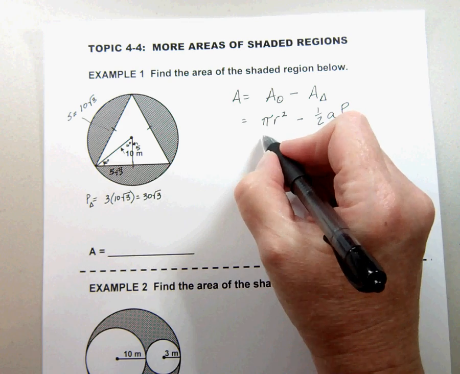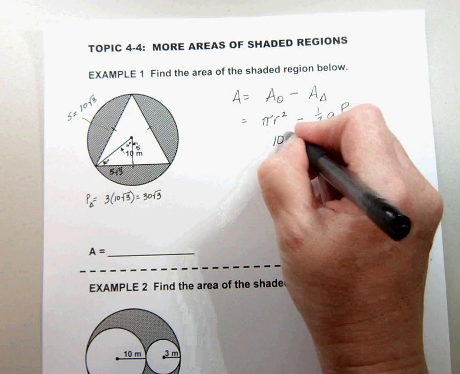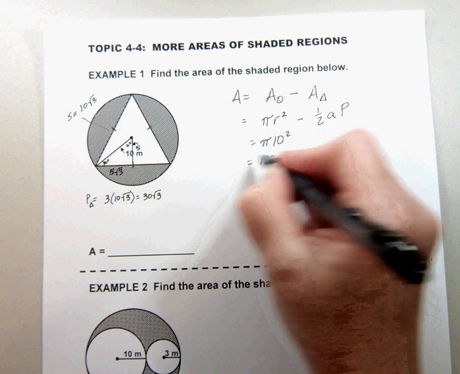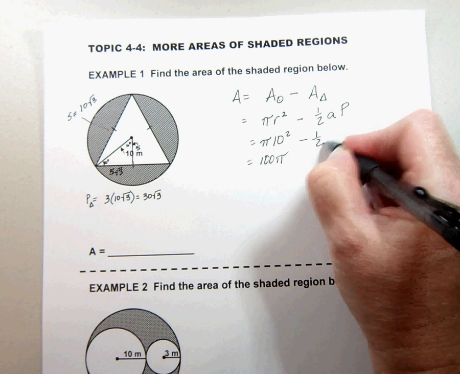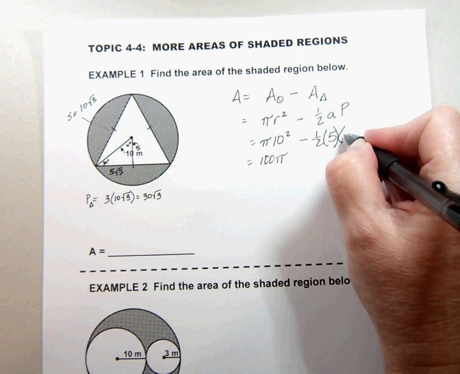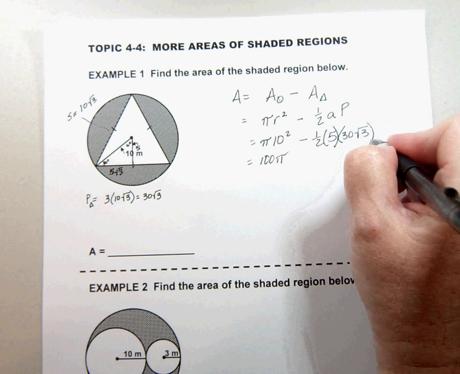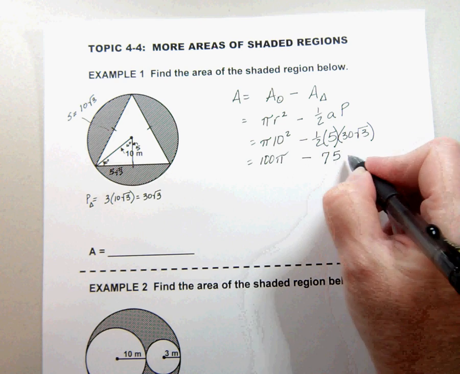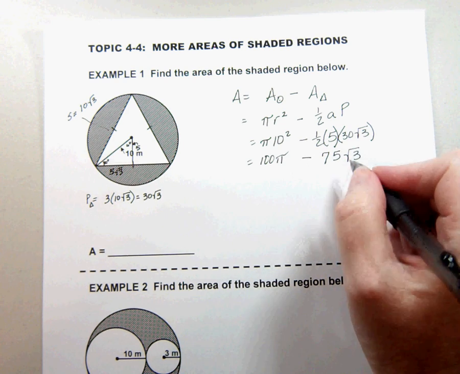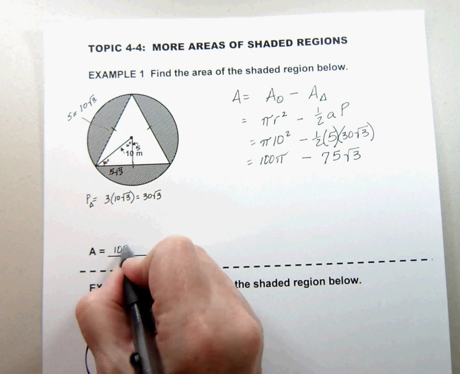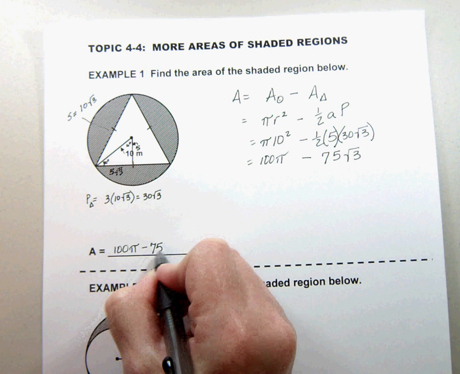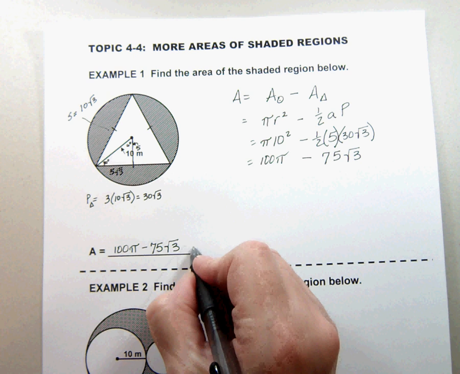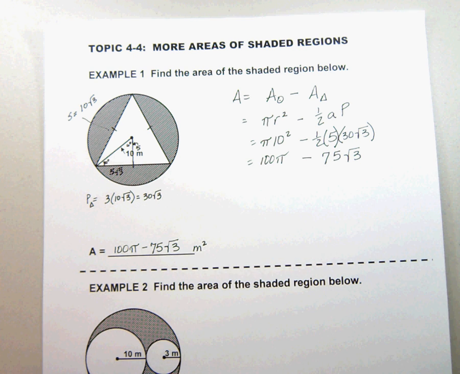So our radius right here, they've already given us the radius, it's 10. So 10 squared is 100, so we get 100 pi. That's the circle. When you take the apothem 5 and multiply it times the perimeter, 30 times the square root of 3, half times 5 times 30, that's going to give you 75 times the square root of 3. Again, we're going to leave our answer in exact form. So 100 pi minus 75 times the square root of 3. This one is in meters, so it's square meters.